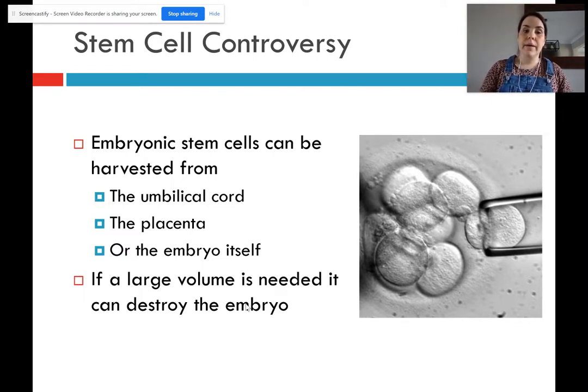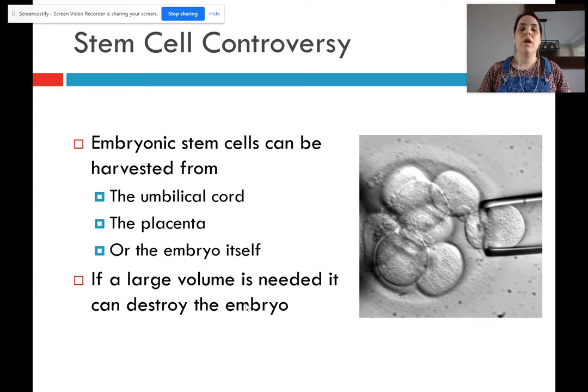One, umbilical cords. Often mothers, when they're about to give birth, have the option to either save the umbilical cord in case stem cells are needed in the treatment of a disease of their child in the future, or you can donate your umbilical cord, where the stem cells are used in research for treatment of diseases. They are in the placenta as well, which is sort of the bag that the baby's in before they're born, or you can find them in the embryo itself.